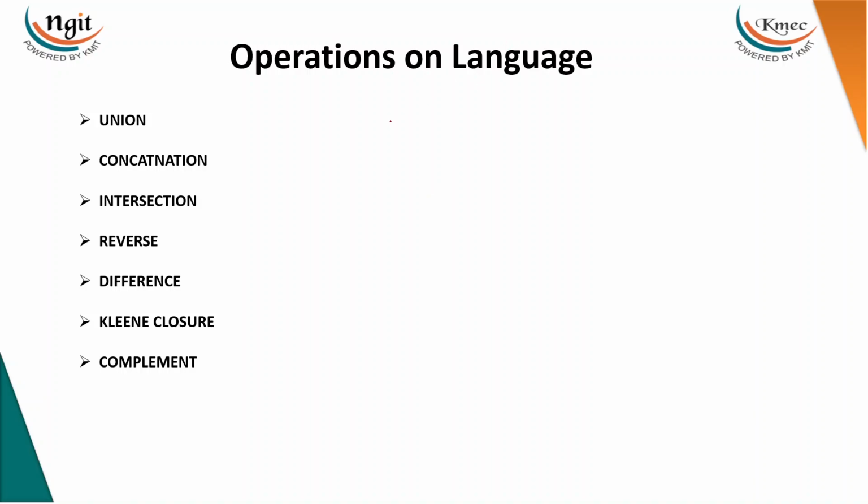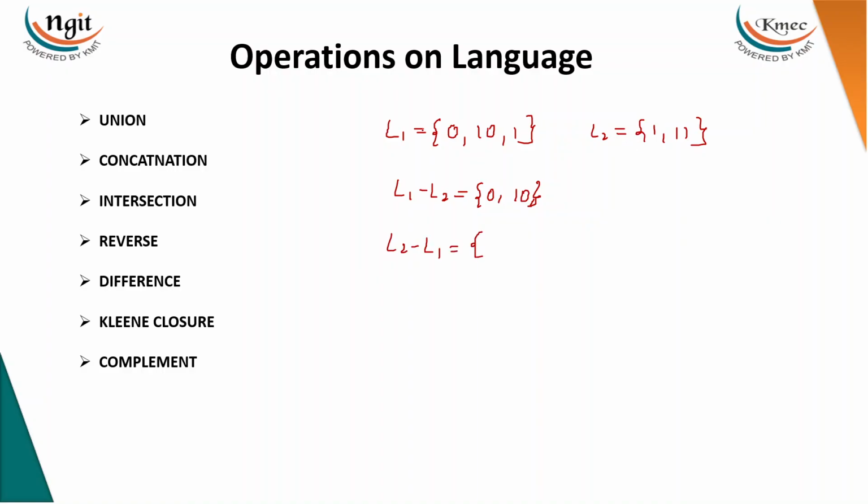For example, if I have a language L1 equivalent to {0, 10, 1} and L2 equivalent to {1, 11}, what is L1 minus L2? You have to take the strings of L1 which are not in L2. 0 is not there, so you can take it. 10 is not there, you can take it. But 1 is in L2, that's why you are not supposed to take it. Then L2 minus L1: you have to take the strings of L2 which are not in L1. 1 is in L1, don't take it. 11 is not there, so take it. That is the meaning of difference.